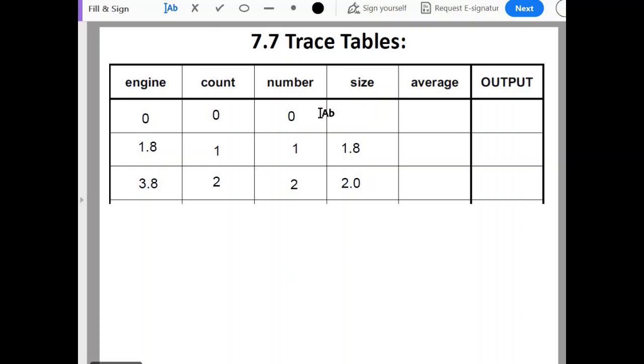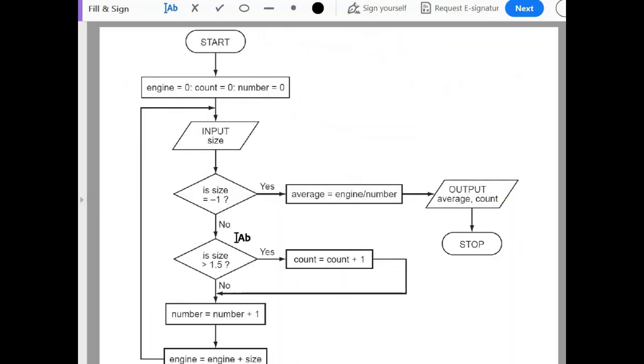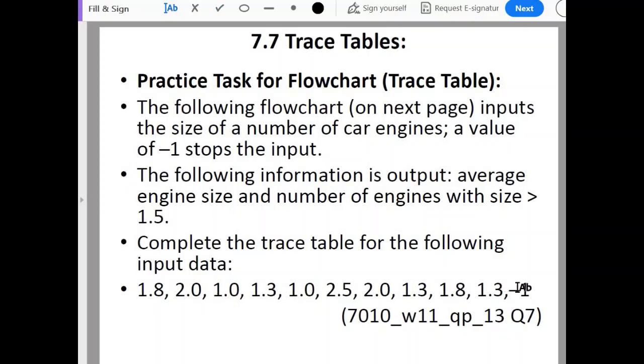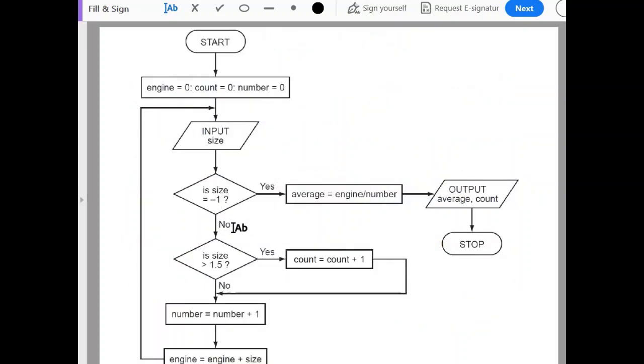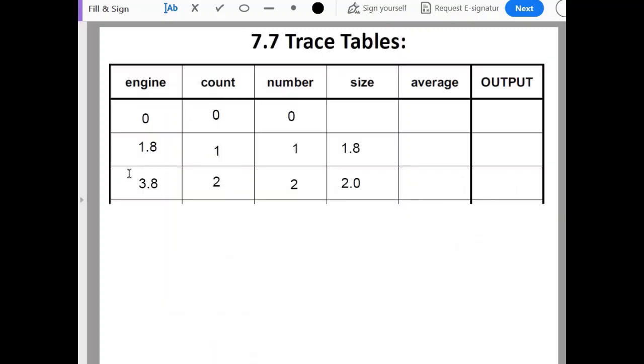Similarly, you are going to keep on filling the table with the data from over here until you reach -1. Once you have reached -1, your algorithm is going to stop, and then you are simply going to calculate the average. For doing that, you will divide engine by number, meaning whatever is the last value in the engine column, like right now it is 3.8, you will divide it by number.